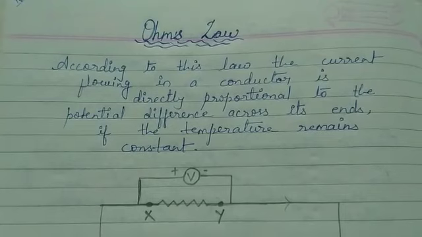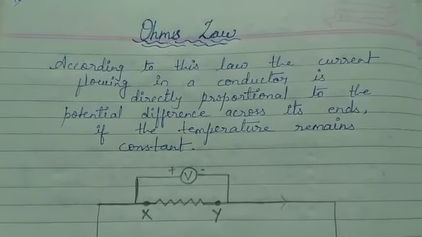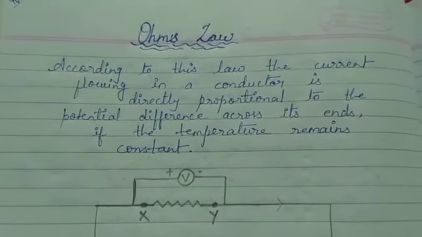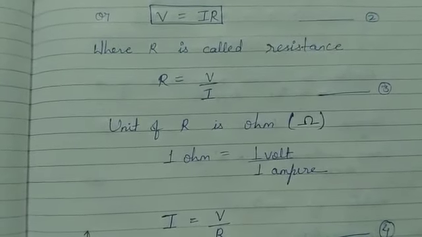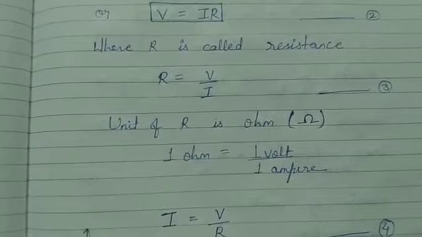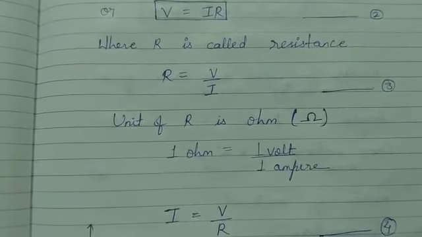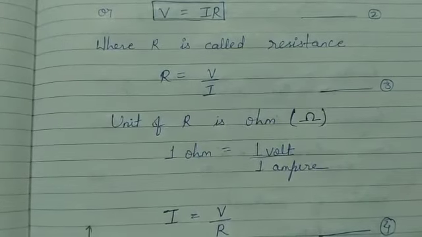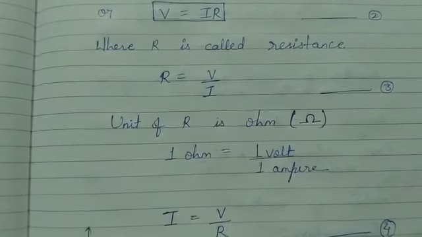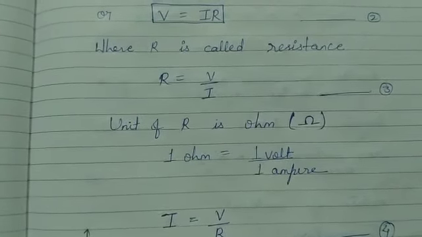In the previous lecture we studied Ohm's law and derived one term, R, which is called resistance. R equals V upon I, and the unit is ohm. So today we are going to discuss resistance in detail.